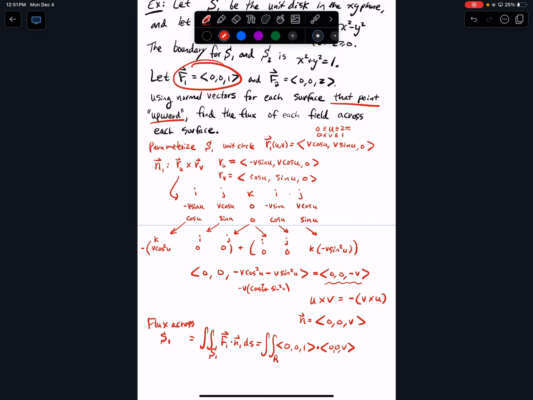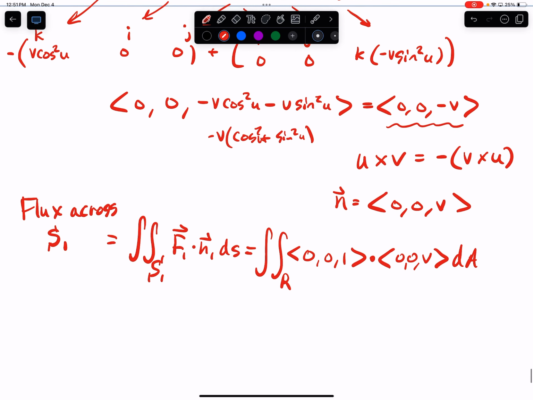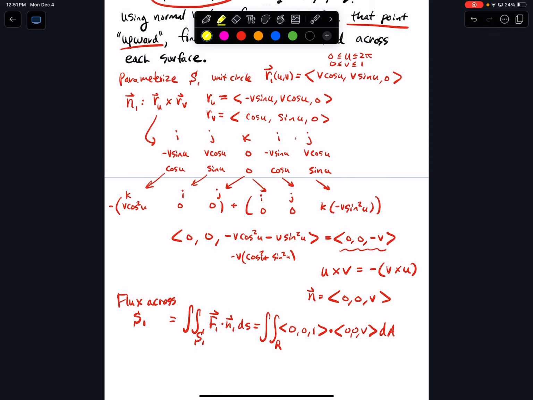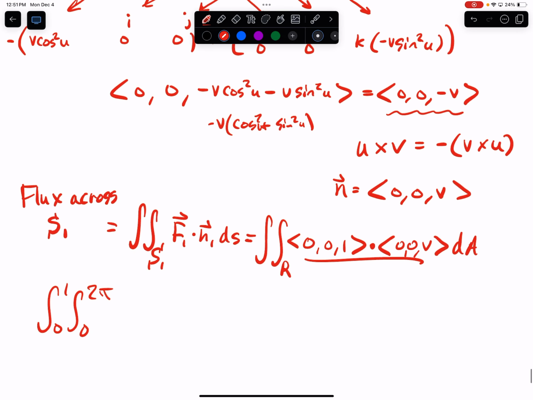And then dA, okay? Now, our region goes from what to what? 0 to 2 pi and 0 to 1. Okay? If I dot product this thing, what am I left with? What is the dot product of that? Just v. It's just v, isn't it? And du, dv.